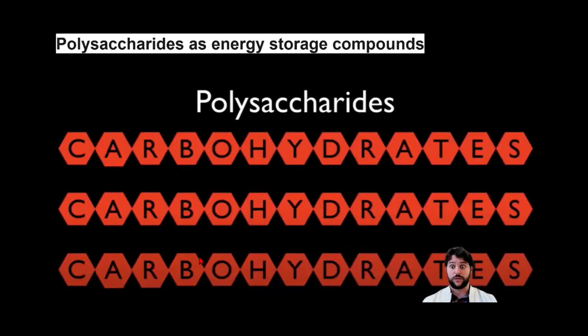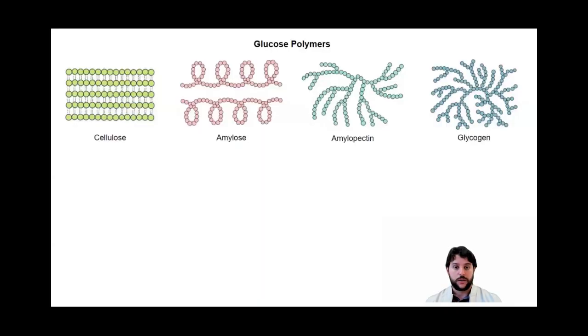And then we go to the important ones, the polysaccharides. Poly in Greek means many, a lot. Saccharides, sugars. So a lot of sugars, a lot of carbohydrates connected, linked to one another. The main examples of polysaccharides.